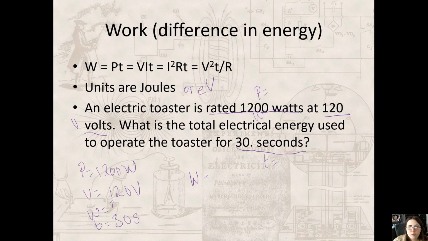So we're looking for the total energy, work, and it's power times time, this first one. They give you extra information, and so you don't need this potential difference. And so you can just do 1200 times 30 seconds, and that is equal to 3.6 times 10 to the 4th joules.